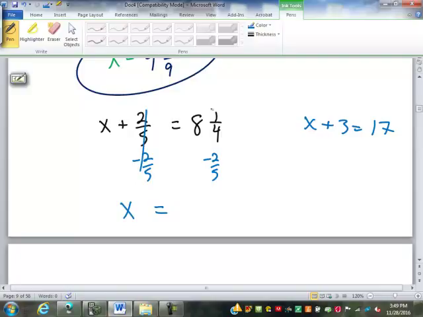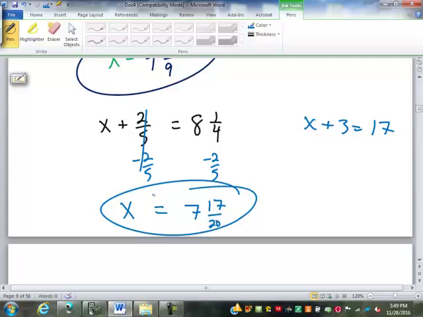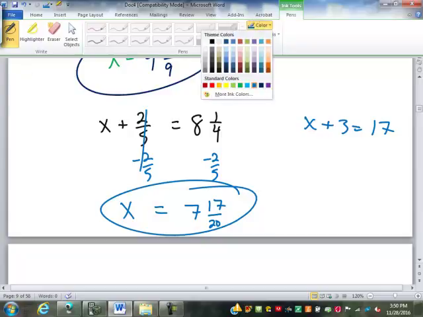So 8 and 1/4 minus 2/5 is going to be 7 and 17/20. I'll leave it up to you guys to subtract the fractions there. Anybody need me to go through that?